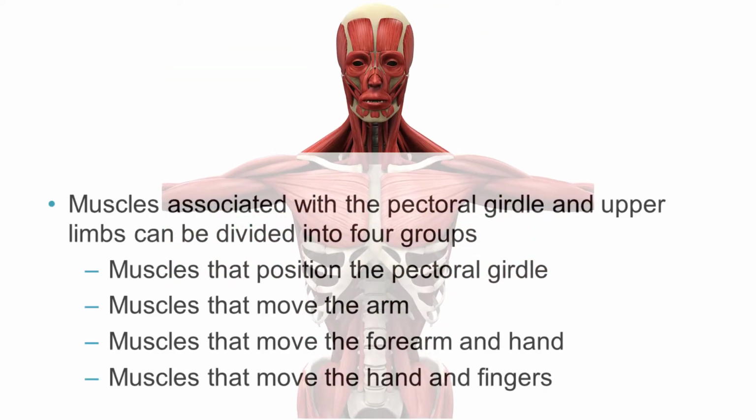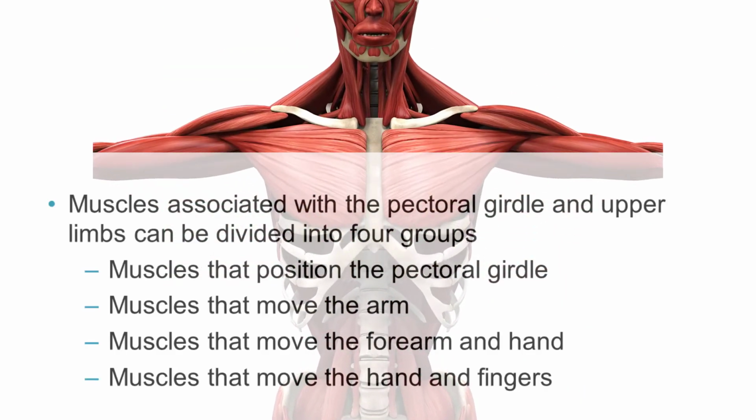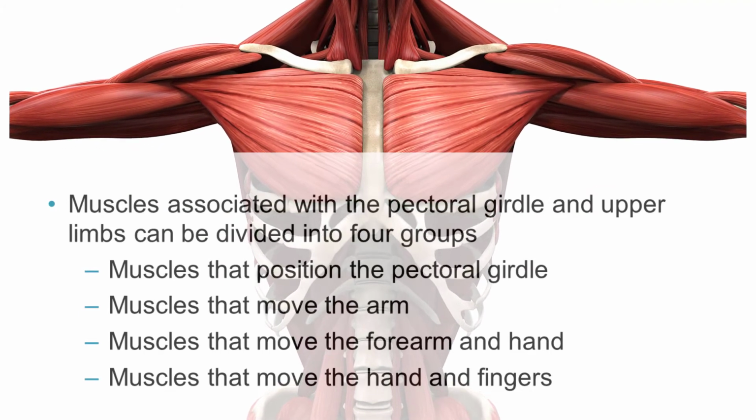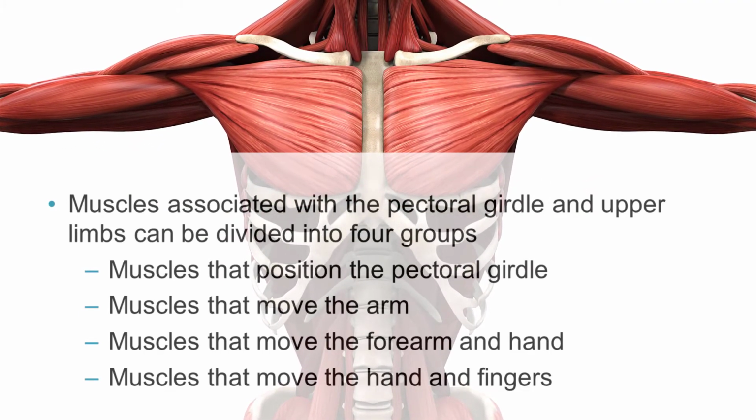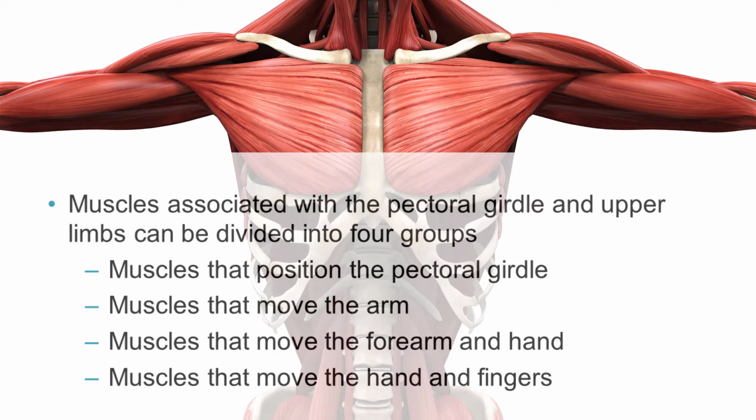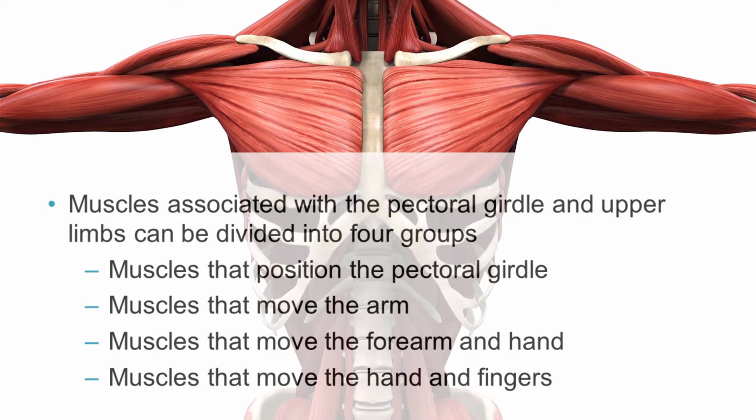The muscles associated with the pectoral girdle and upper limbs can be divided into 4 groups. First, muscles that position the pectoral girdle. Second, muscles that move the arm.